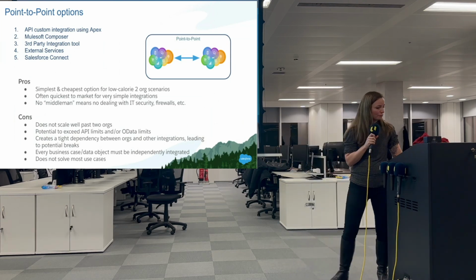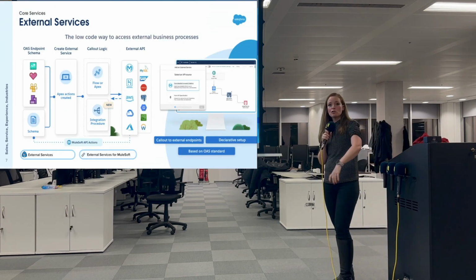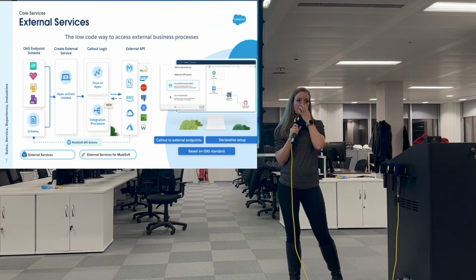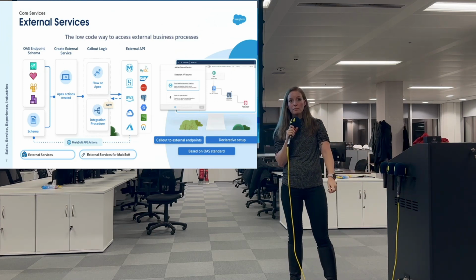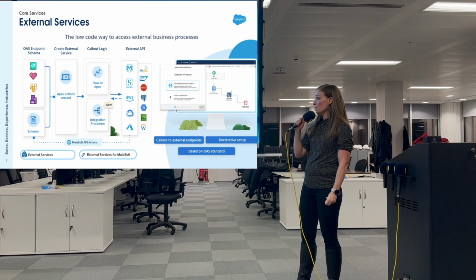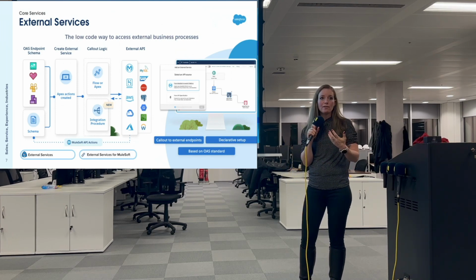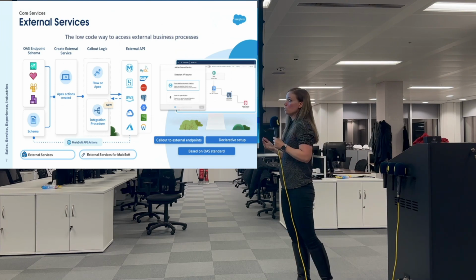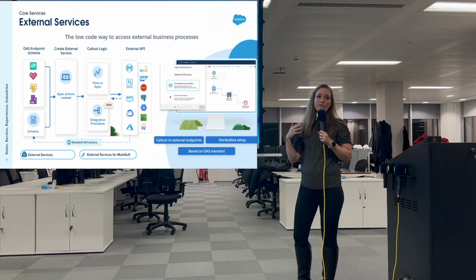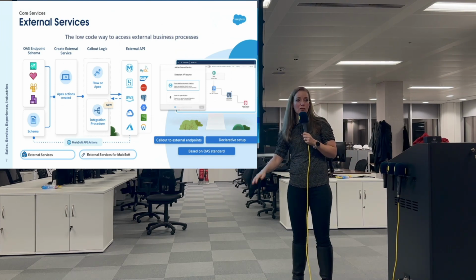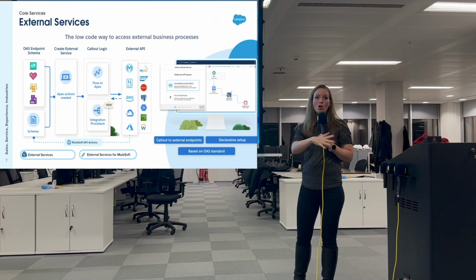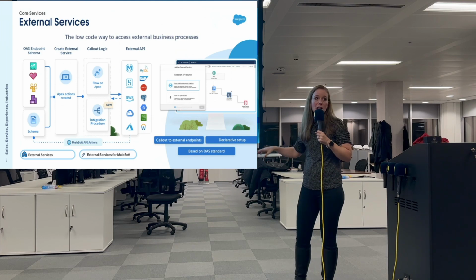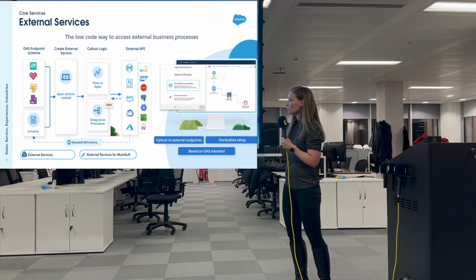Let's go. External services, first of all, have been around for quite a long time. They used to just need a Swagger file, which is now called an OpenAPI specification. Then Salesforce ingests the file and generates the Apex for you that you can then call in a flow, for example. So it creates a piece of invocable Apex that you can call from a flow.